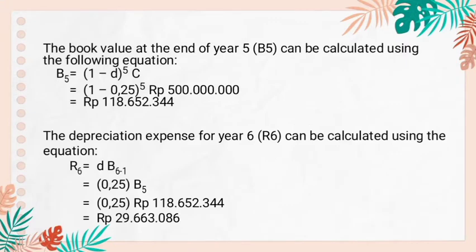Then the book value at the end of year 5, or B5, can be calculated using the following equation. B5 equals (1 minus d) to the power of 5 multiplied by C. Then we get 118,652,344 rupiah.